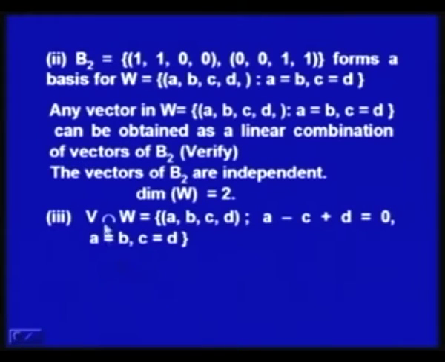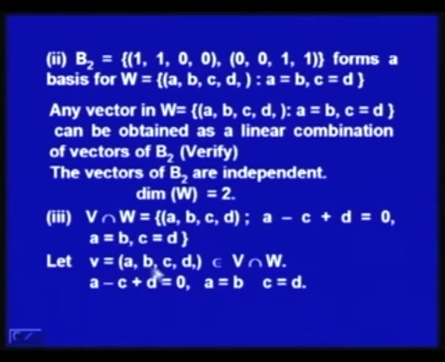Now, V intersection W is the set of vectors (A, B, C, D) which satisfy both the constraints on V and the constraints on W. Any vector which belongs to V intersection W should satisfy these constraints. So, A minus C plus D is equal to 0, A is equal to B and C is equal to D, and this means A and B both are 0 and C is equal to D.